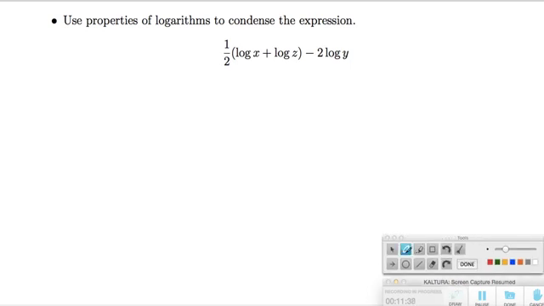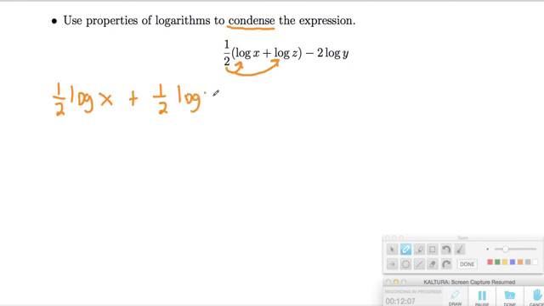So this one, again, is calling for us to condense. That means apply the properties in a way that makes everything smaller. Well, notice how at the beginning here, this 1/2 needs to be distributed. So that 1/2 needs to be multiplied here and here because of the parentheses. So we've got 1/2 log of x plus 1/2 log of z minus 2 times log of y.